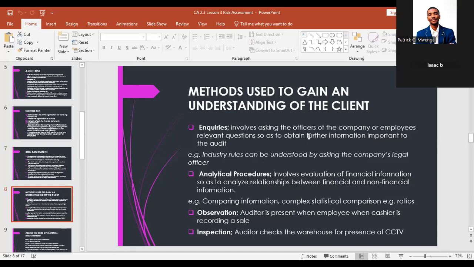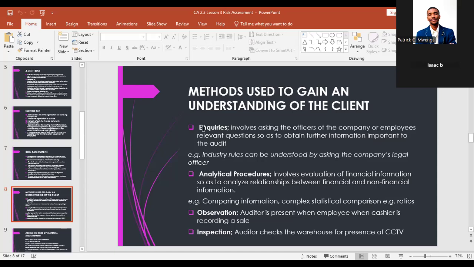So in auditing, these four, you're going to come across them when we're looking at tests of controls or substantive testing. And as you practice them, they're going to be second nature. It's going to be easy. You won't even be thinking about it. You'll be easily making your points using these key aspects, which are inquiry, analytical procedures, as well as observation and inspection.